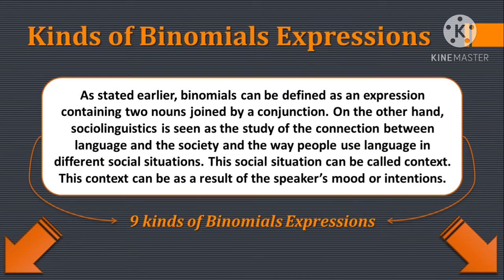Kinds of binomials expression. As stated earlier, binomials can be defined as an expression containing two nouns joined by a conjunction. On the other hand, sociolinguistics is seen as the study of the connection between language and the society and the way people use language in different social situations. This social situation can be called context. This context can be as a result of the speaker's mood or intentions. So, there are 9 kinds of binomials expressions.